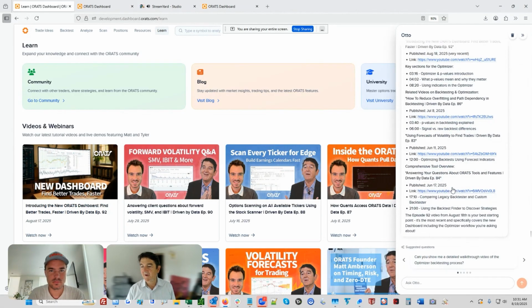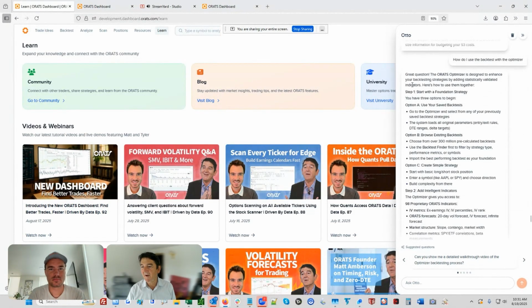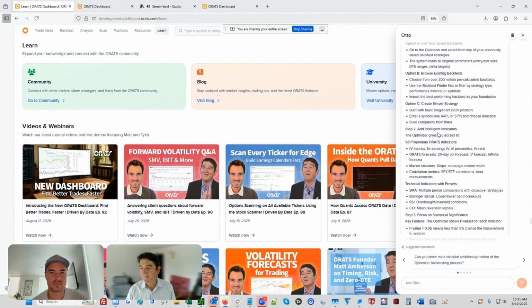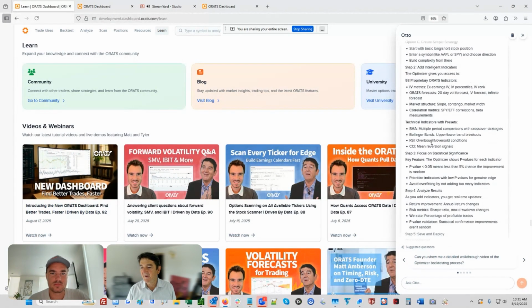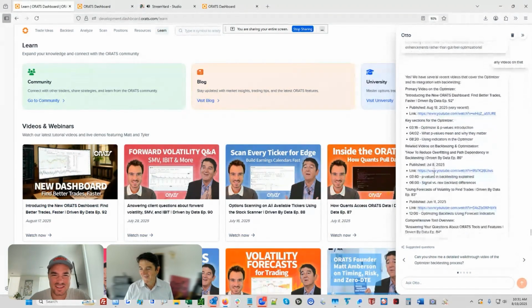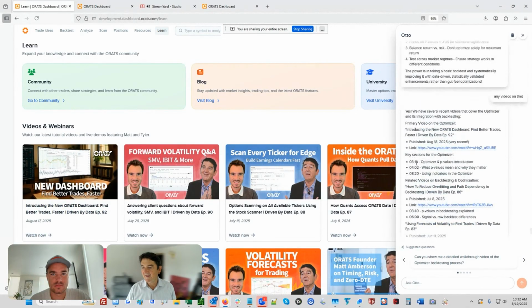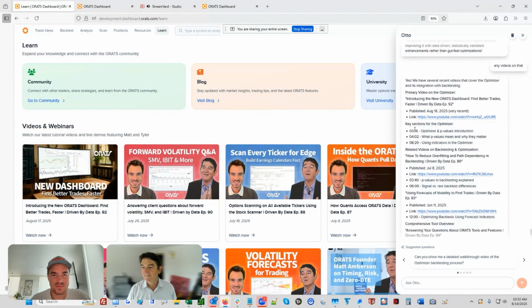Yeah, Otto's doing a great job. Look at it, it kind of went over what we just talked about: start with the foundation strategy, browse existing backtests, create a simple strategy, add intelligent indicators, and it's saying how to do that, p-values and all that. So Otto's doing well. Otto's replacing us, Tyler. Slowly but surely. And here are all the links, and they not only link it, they say where to go to see the certain thing. That's pretty cool. Yeah, it's very cool.